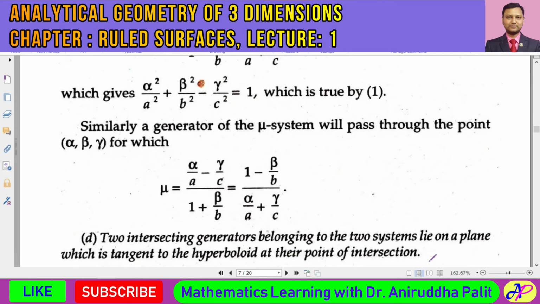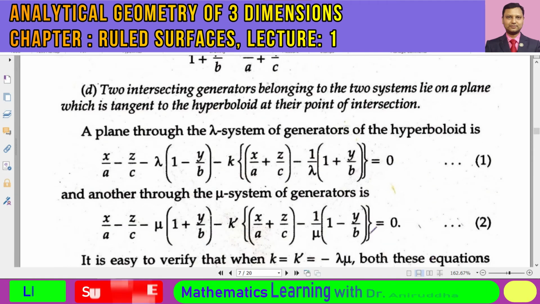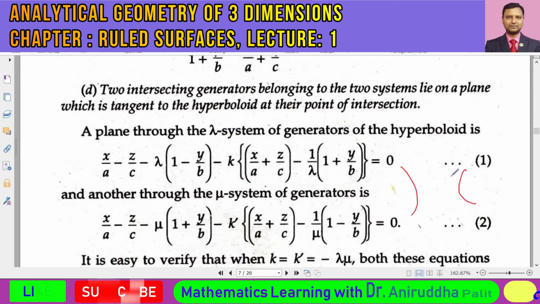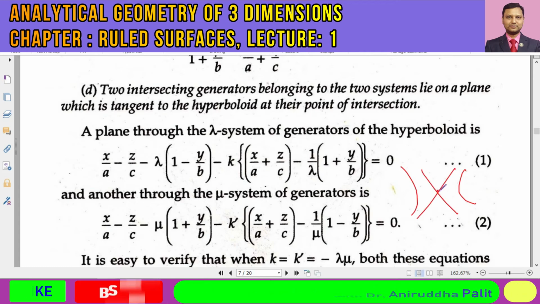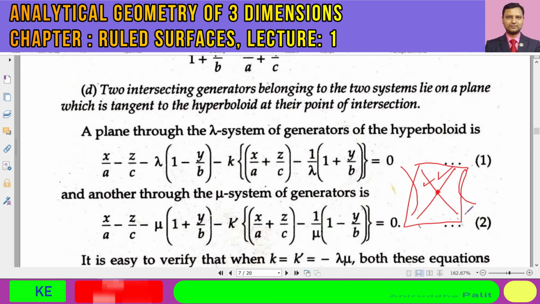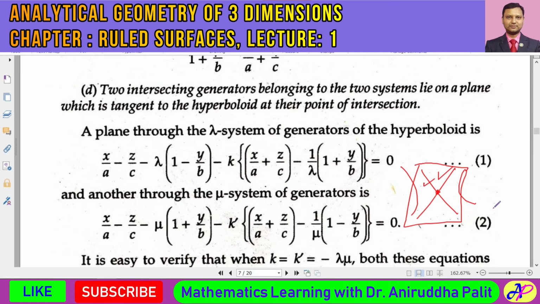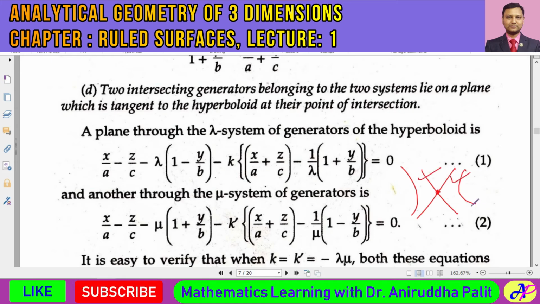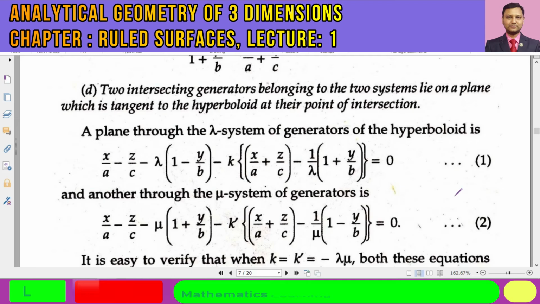And the last property, I'm just not going to the proof of this property. It says that if you consider the point of intersection of two generators of the surface, say this is the point of intersection, and draw a tangent plane through this point, in that case both of these two generators will lie on this tangent plane. Both the lambda system of generators and the mu system of generators will lie on this tangent plane. Okay, so we don't need the proof of this result.